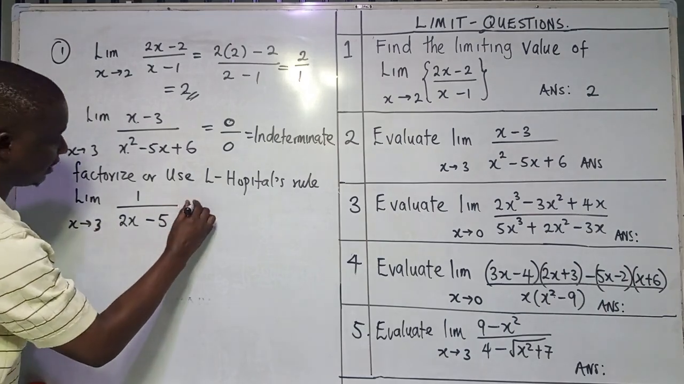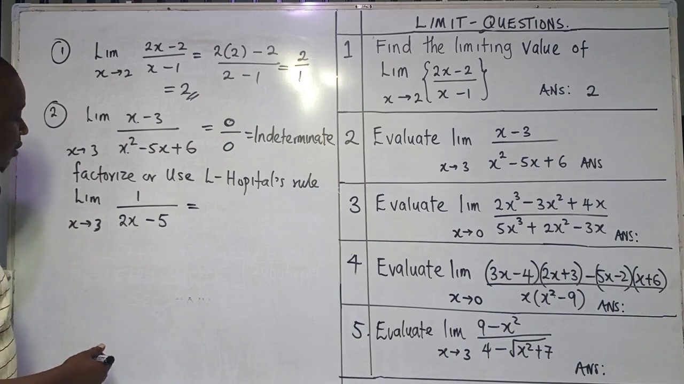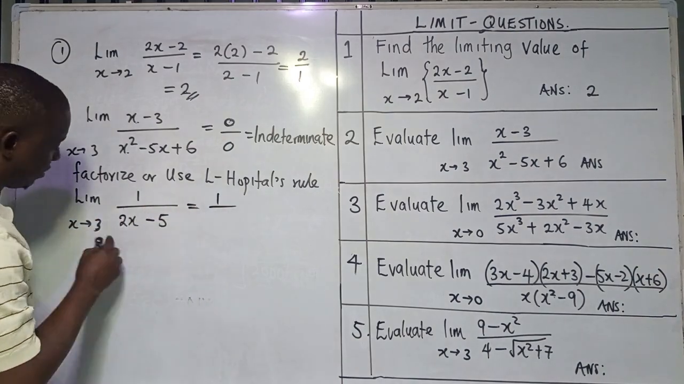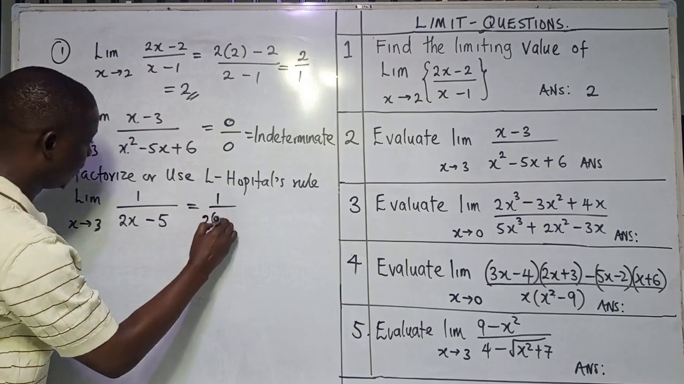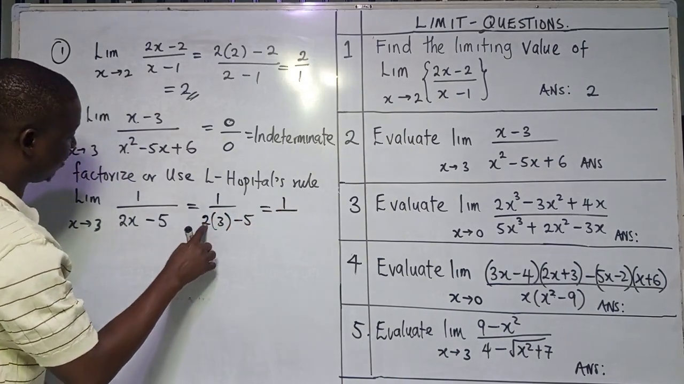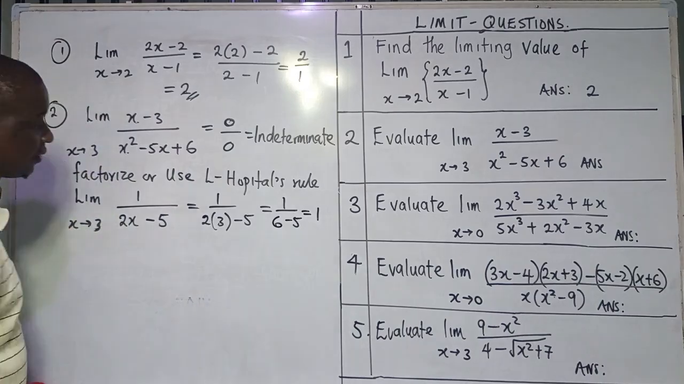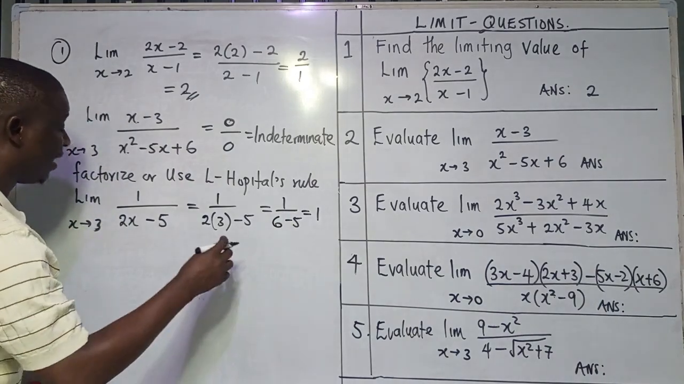Now, when we do it again, are we going to still have an indeterminate answer? If yes, we continue again. Put 1 on top, put 3 here, substitute 3 into this x value, minus 5. What do you have? 1 over 6 minus 5, which will give us 1. 6 minus 5 is 1. 1 divided by 1 is 1.